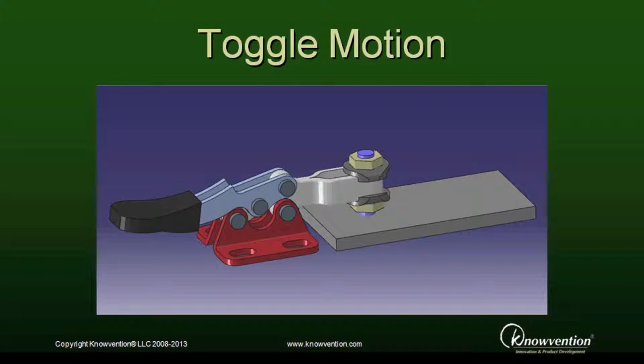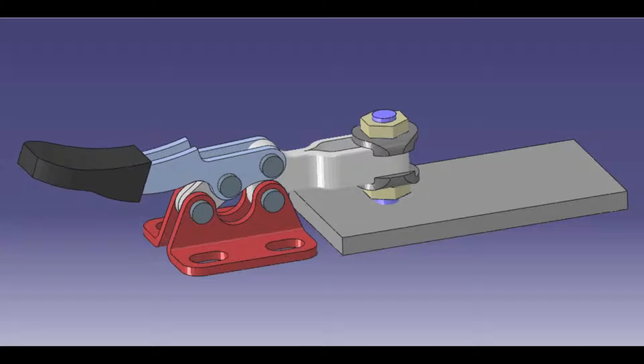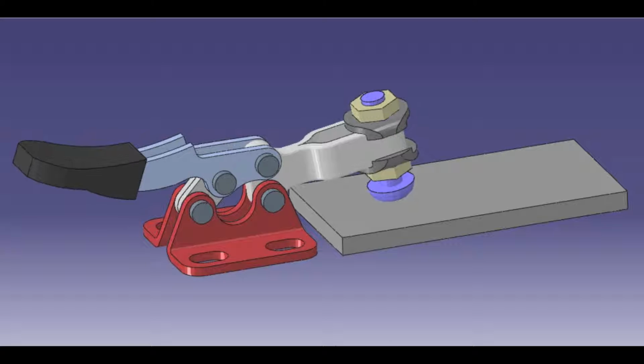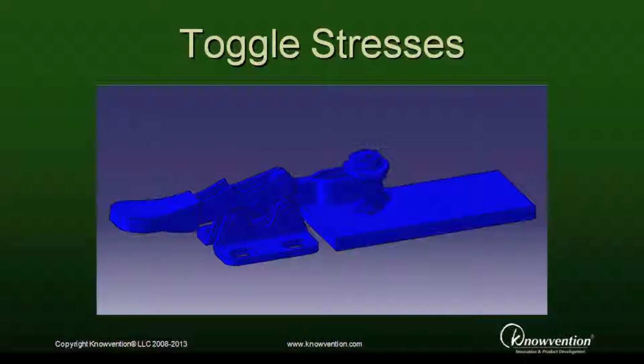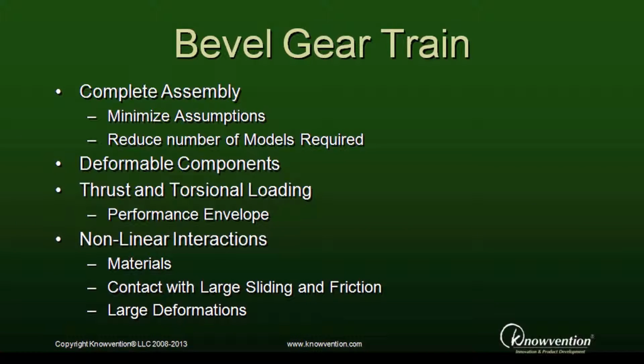Contact conditions can be added and removed, as we can see here, where the clamp is initially interfering with the plate. Once open, the contact can be re-established, and the clamp can press on the plate. The system can be studied throughout its performance range. This shows the stress distribution in the assembly as it is actuated.